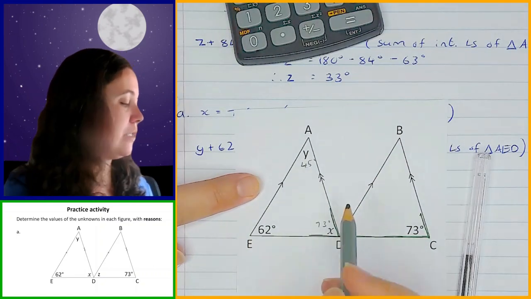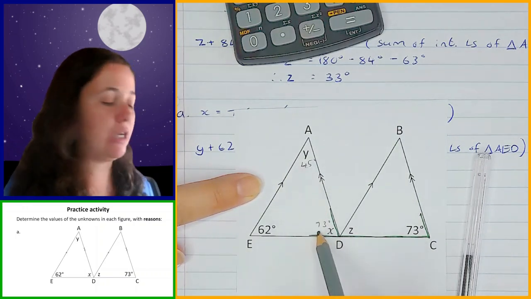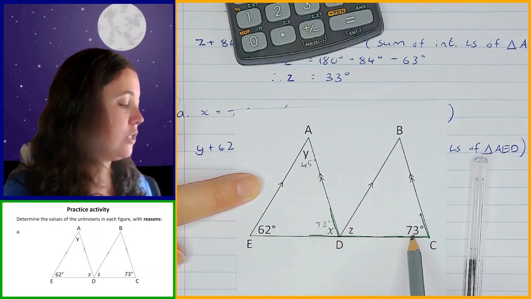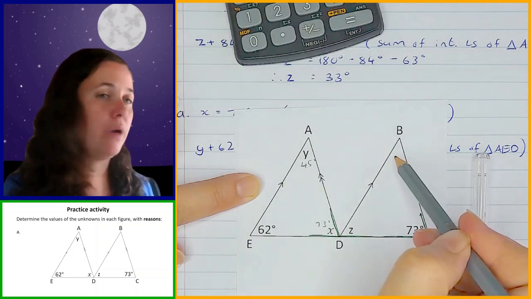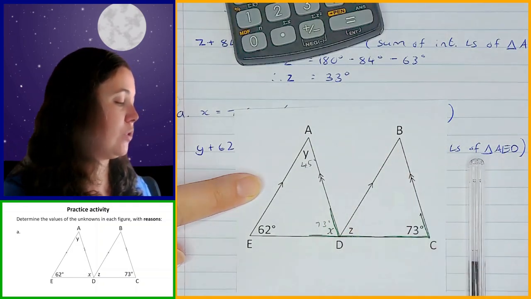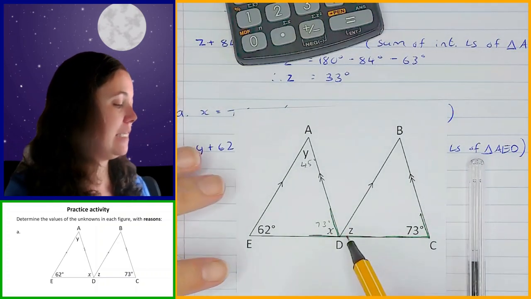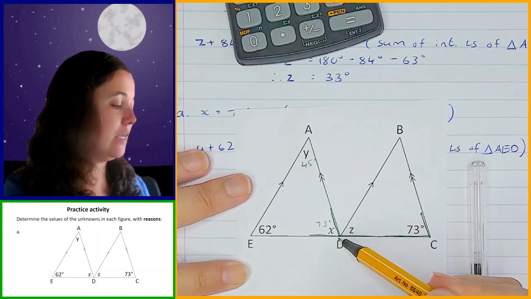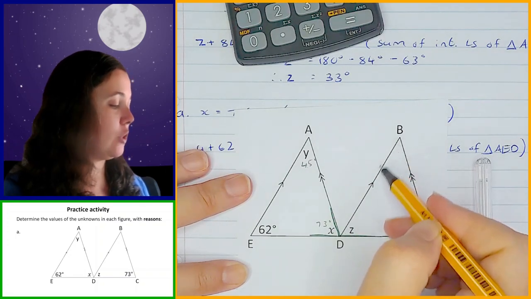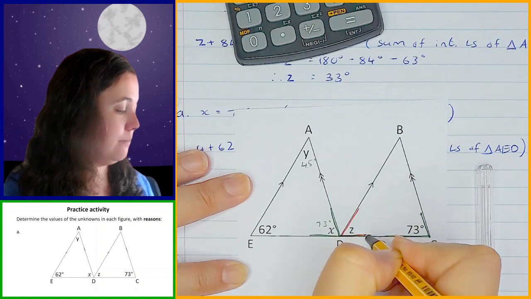The next thing I need to do is work out Z. Now, these two angles over here are not going to help me to work out Z. 73 is also not going to help me because I don't know angle B over here. So I can't use the interior angles of this triangle. What I'm going to have to do is work with parallel lines again. But now Z is not on AD the same as X was. Z is on BD over here. So I'm working with this angle over here.